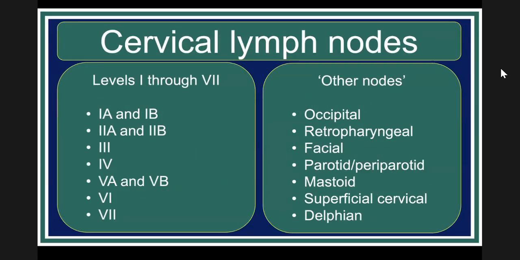So cervical lymph nodes, of course, we know we have level 1 through 7 lymph nodes. That's the level system, which has level 1A and B, 2A and B, 5A and B, and then we have 3, 4, 6, and 7. And then we have several lymph node groups in the neck that are not included in that level system. So we have named lymph nodes. We have the occipital lymph nodes, retropharyngeal lymph nodes, facial lymph nodes, parotid and periparotid lymph nodes, mastoid or retromastoid lymph nodes, superficial cervical, and very important Delphian lymph nodes. So this slide really encompasses all the lymph nodes that we see in the head and neck region.